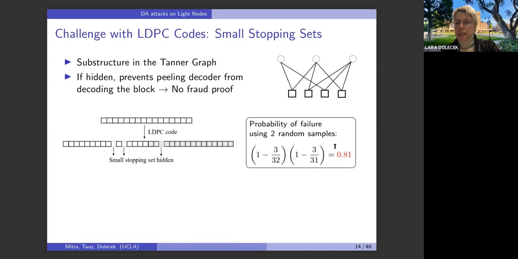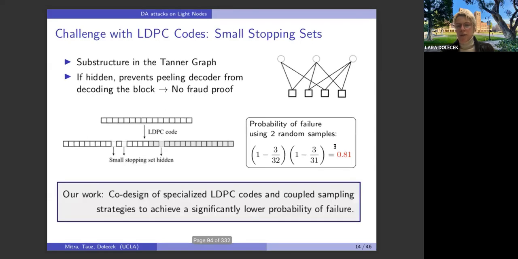So what is the probability in this case? Just as an example, suppose these 3 pieces here constitute this small stopping set of size 3. In this example, the failure probability all of a sudden jumps back to over 80% because of the presence of this small stopping set that the adversary was able to take advantage of.